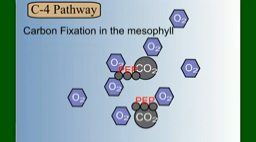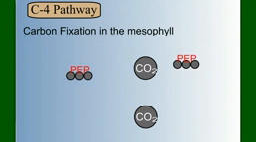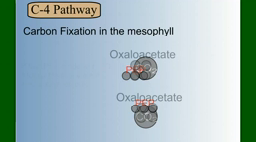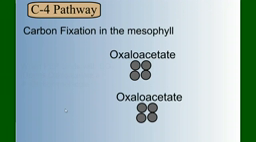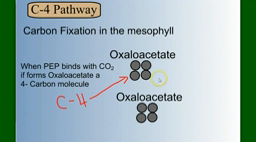Notice that PEP will ignore the oxygen and go right to the carbon dioxide. PEP is more discriminate, it's picky. PEP, or phosphoenolpyruvate, will bind to carbon dioxide but not to oxygen. So in the mesophyll cells, PEP will bind with carbon dioxide and convert to a molecule called oxaloacetate. Oxaloacetate is a 4-carbon molecule, 4 carbons, C4. The first intermediate made when we first fix carbon dioxide is a 4-carbon molecule in the C4 pathway.